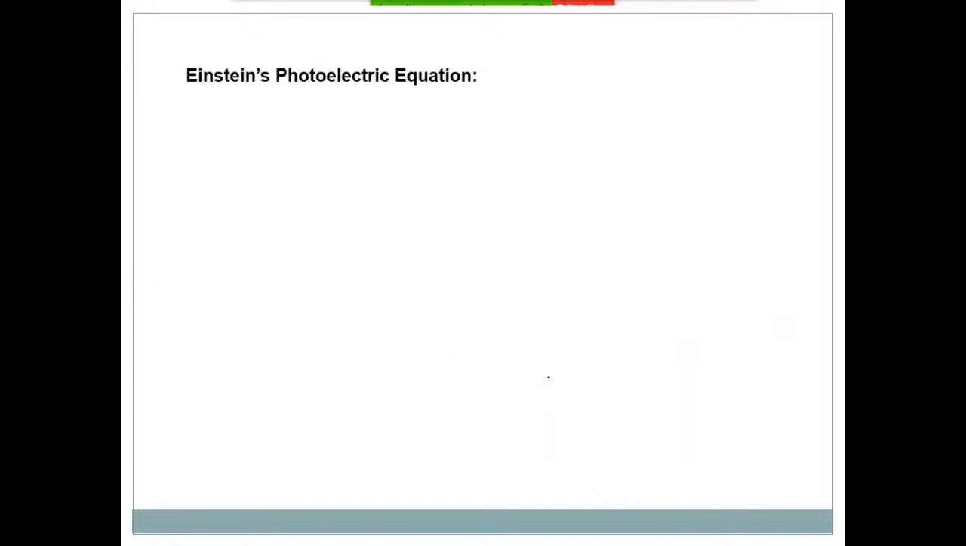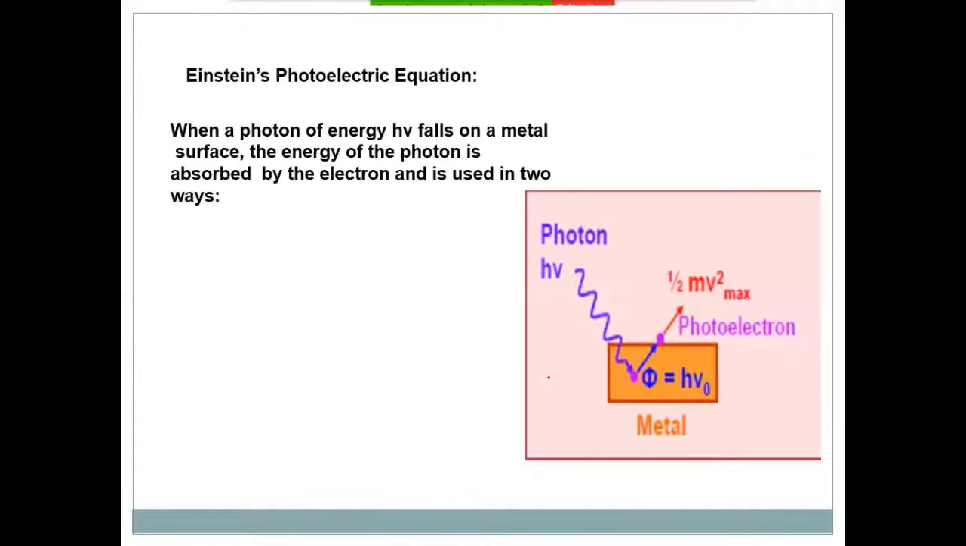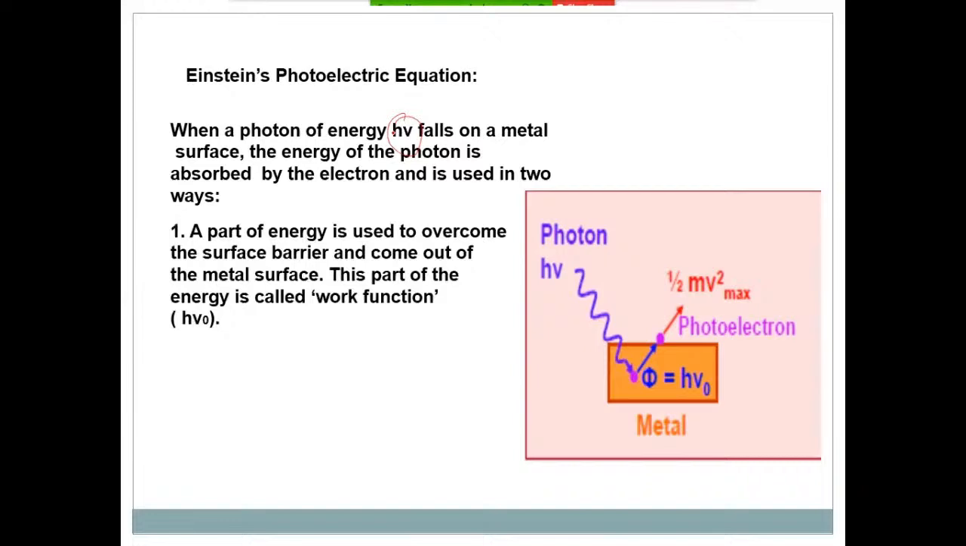Now, Einstein photoelectric equation. When a photon of energy h nu falls on a metal surface, the energy of the photon is absorbed by the electron and it is used in two ways. First, a part of the energy is used to overcome the surface barrier and come out of the metal surface. This part of energy is called work function.